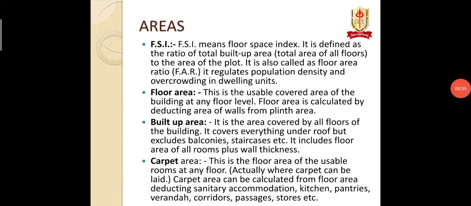So this is about area. The first one is FSI. FSI, the floor space index, is defined as the ratio of total built-up area to the total plot area. It is also called the floor area ratio. It regulates the population density and overcrowding in dwelling units. It tells us what area we get per floor with the help of this FSI.